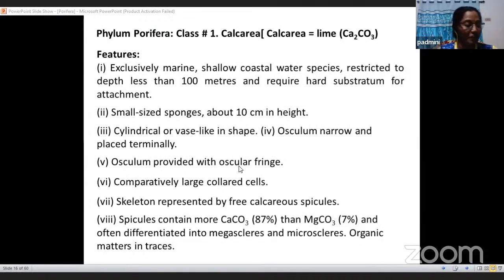So if there's an osculum, something like this, they have those fringes. The fringes are foldings over there, so that it can close and open whenever it wants. Comparatively large collared cells. The collar cells are large. Skeleton represented by free calcareous spicules, and the spicules contain calcium carbonate 87% and 7% magnesium carbonate. This can also be differentiated into megasclers and microsclers. Mega is a larger type of spicule, and micro is a smaller type of spicule.